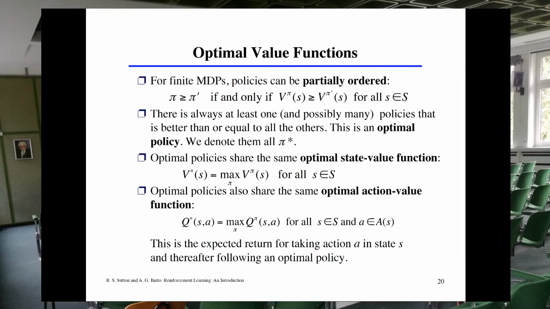So this is also true for action value functions. When we talk about Q star, we're talking about that specific action value function that is maximum for every combination of state and action. This is the expected return for taking action A in state S and thereafter following an optimal policy.